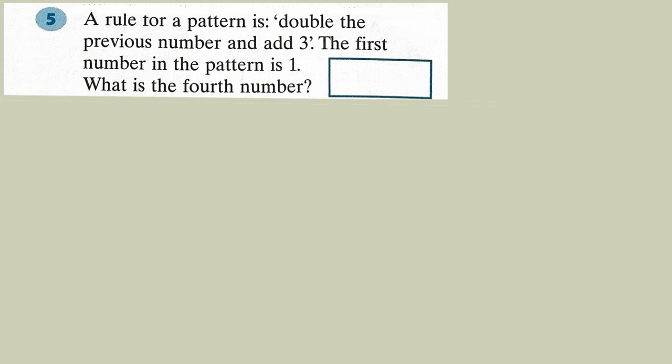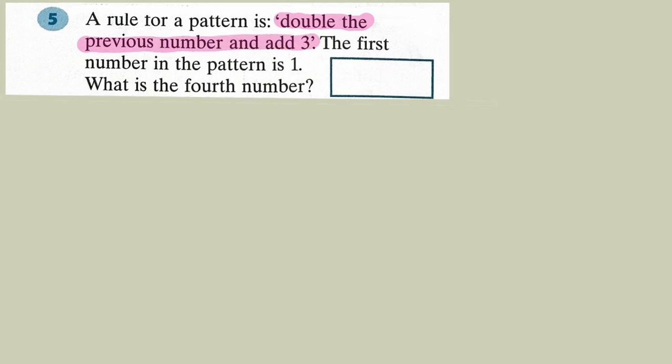Again, a rule or a pattern question. That is, we double the previous number and add 3. And so the first number of our pattern is 1. Now we double the previous number, which is 1, so it's 1 plus 1, and we add 3. So our new number is 5. Now we'll double the 5 and add 3. So our new number is 5 plus 5 plus 3, which is 13.